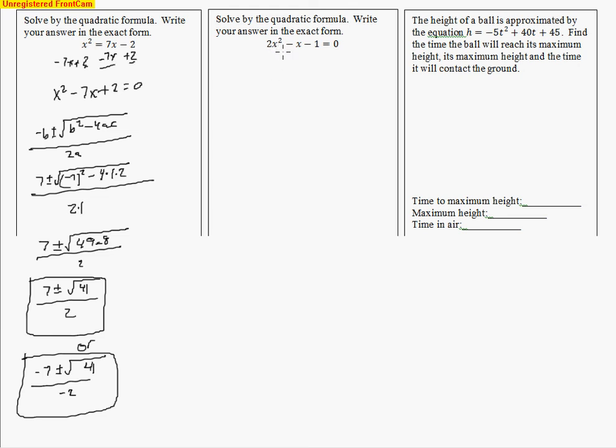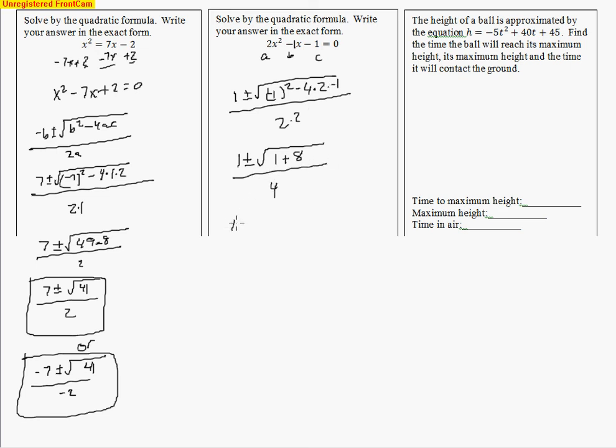So in this problem, it's set up for us for the quadratic formula. So we'll go ahead and substitute our numbers in. Our a is 2, b is negative 1, and c is negative 1. So it's going to be 1 plus or minus the square root of negative 1 squared minus 4 times 2 times negative 1, all over 2 times 2. So I do some more work there. 1 plus or minus the square root of 1 plus 8, plus because negative times a negative makes a positive, and this is all over 4.